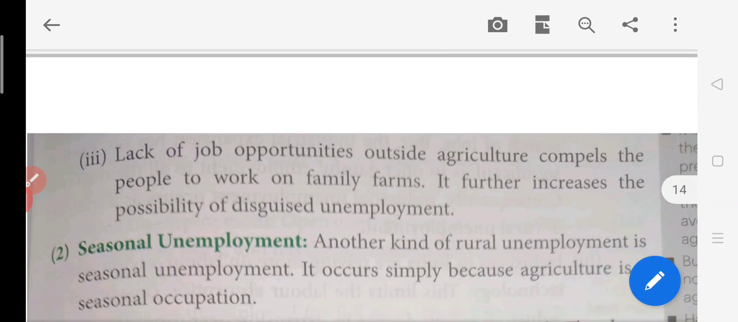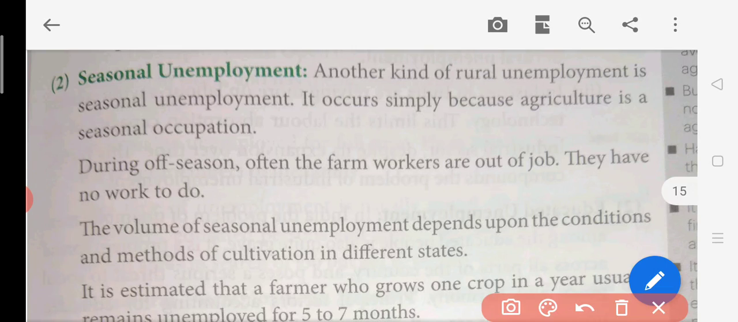Now the second one is seasonal unemployment. This is a simple one. According to the different seasons there is a requirement of workers. For example, let's take the rainy season. In the rainy season there is a huge requirement of raincoats and umbrellas. So for some time people will get the job and remain employed, and they will work for a certain season, and for the rest of the year they will remain unemployed. That is the meaning of seasonal unemployment.